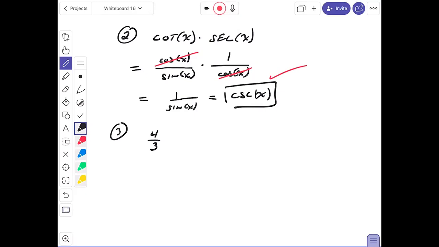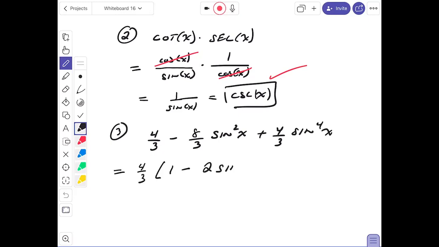We're trying to simplify these. The fraction is a little disturbing at this point, but let's keep going. 8/3 sine squared. These are written to work, by the way. Plus 4/3 sine to the 4th power. Well, I'm certainly seeing sine, so that's helpful. What I'm seeing is a fraction, so I'm going to pull it out. It's 4/3. What are you left with? 1 minus 2 sine squared.